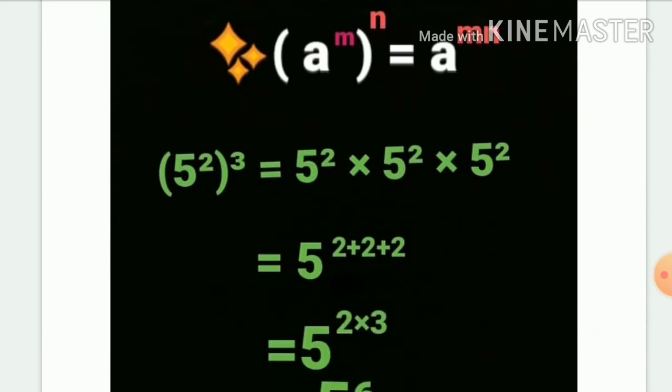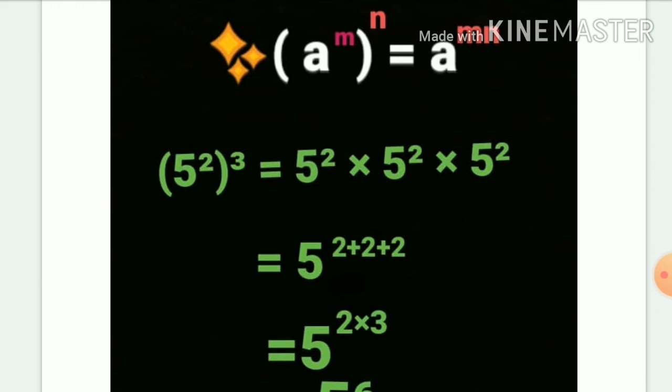Okay, so now what is happening here? See, (a^m)^n. Here, one base is there and two indices are there. Two indices are there, but the two indices are in multiplication. See, (a^m)^n. So what will happen? It equals a^(mn). a^(mn).